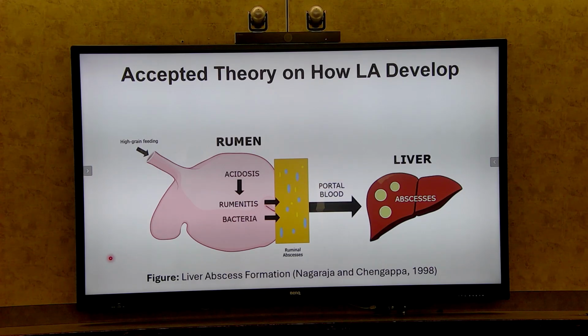If it decreases to enough of an extent for a long enough period of time, you can get damage to the rumen layer, which can allow for bacteria in the gut to get into the rumen layer and into the bloodstream. And so this is called rumenitis. Once bacteria get into the bloodstream, they go through the liver, through the portal vein, where they have a potential to colonize and form an infection, which is effectively what an abscess is.